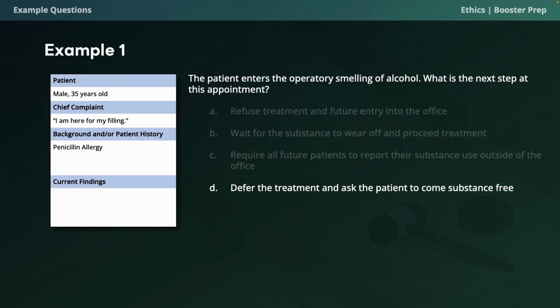And then C, this again seems like an extreme action. Forcing patients to disclose their drug use outside of the office is an invasion of privacy and opens the door to possible bias in patient selection. Now D, like we said, seems like the right option. This is completely okay and follows the principle of justice.